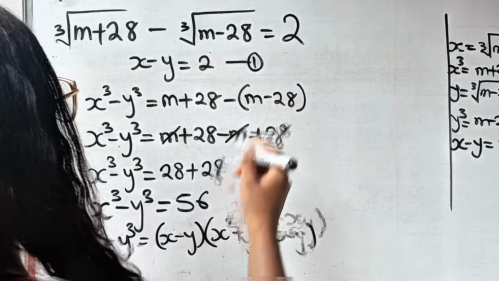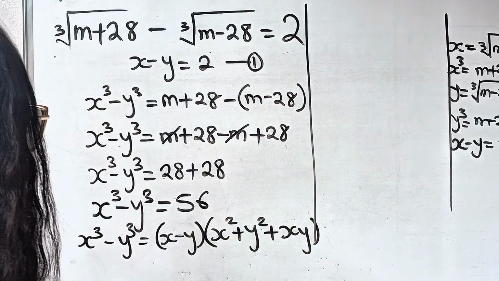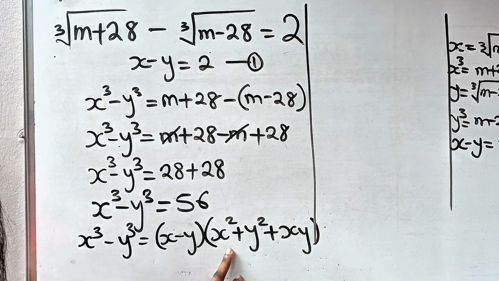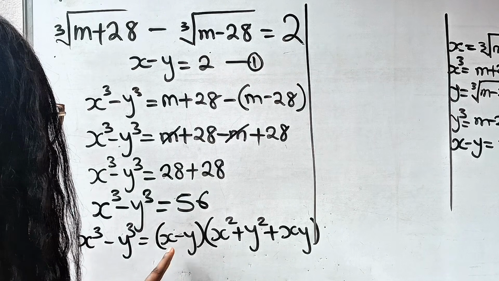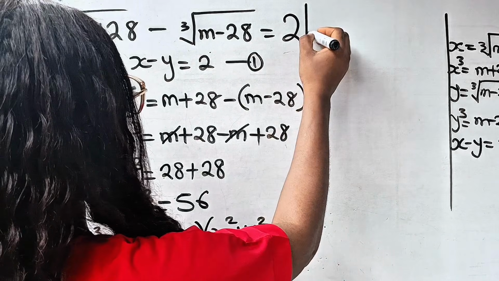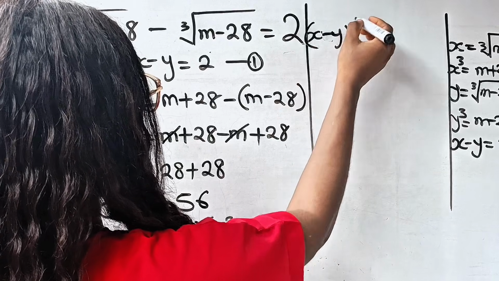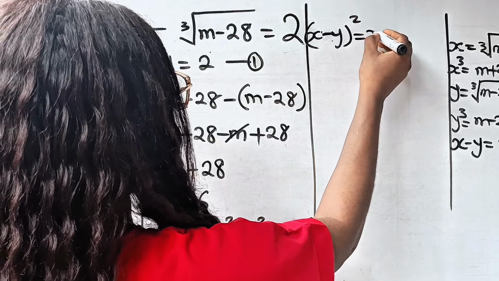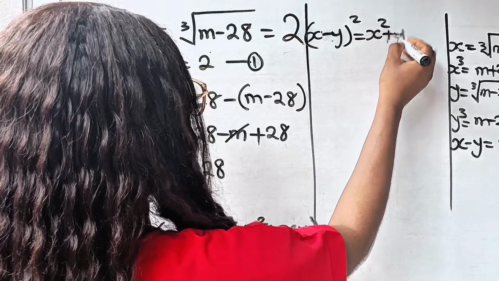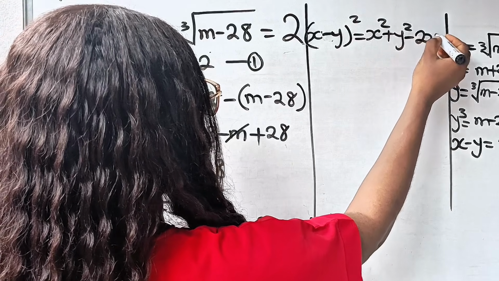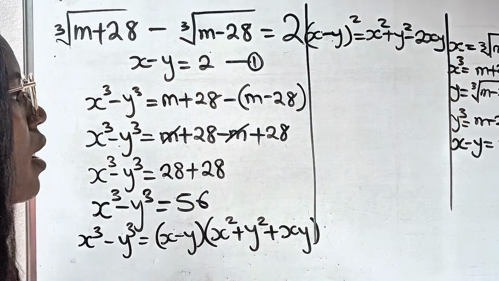Yes. Okay, so moving forward, I want us to recall that x minus y all squared is equal to x squared plus y squared minus 2xy, right?